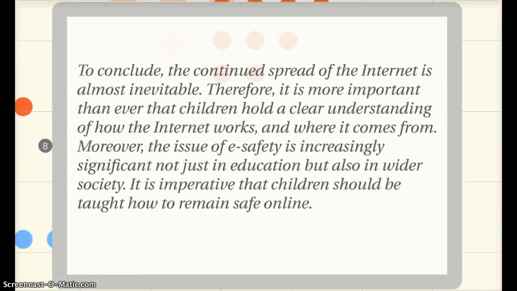To conclude, the continued spread of the internet is almost inevitable. Therefore, it is more important than ever that children hold a clear understanding of how the internet works and where it comes from. Moreover, the issue of e-safety is increasingly significant not just in education but also in wider society. It's imperative that children should be taught how to remain safe online.